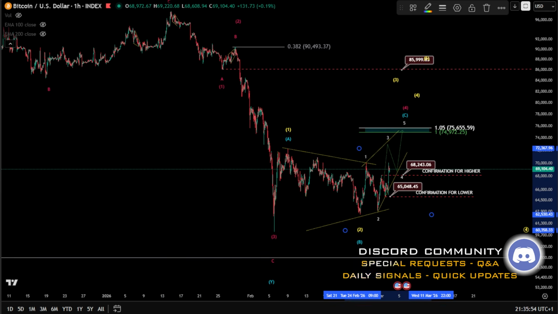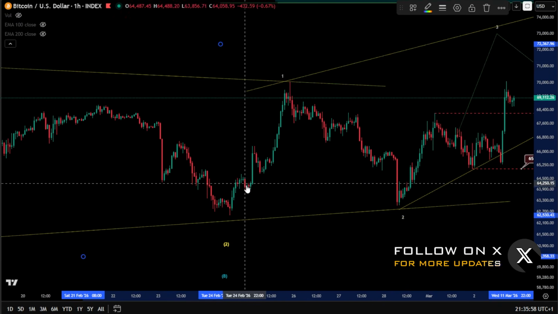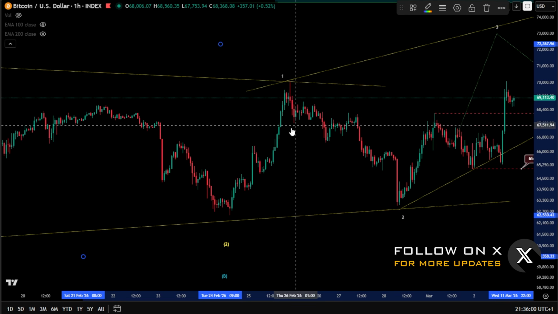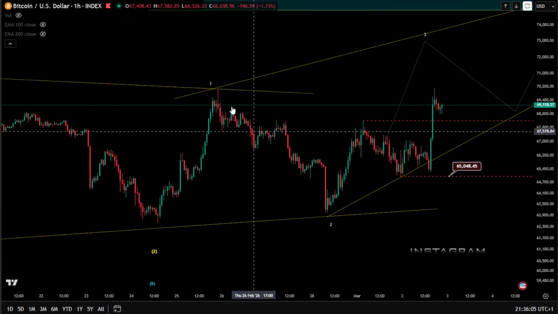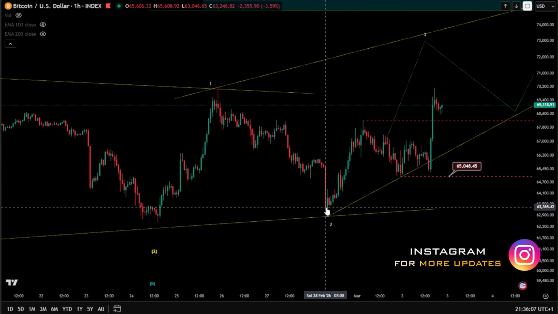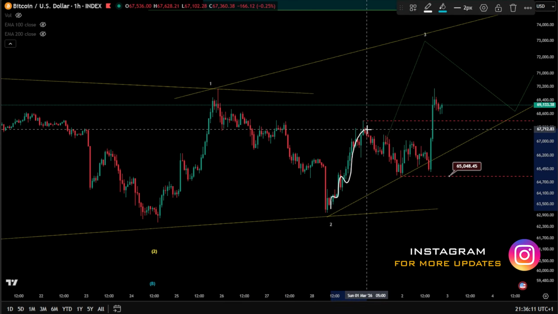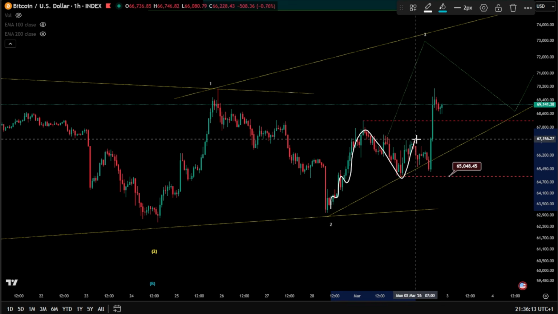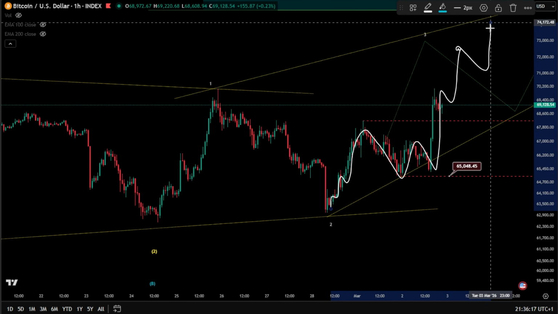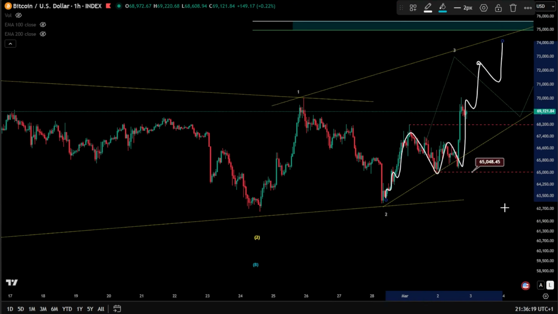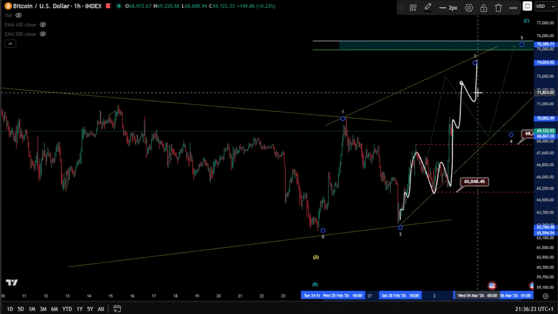Now, if we dive inside the structure here, exactly where we have 1, 2, 3, 4, and a 5, it is an impulse there. We got a correction after it in W, X, and a wave Y. And then we start to push again in another impulse here, which can be a 1, 2, and you might have a 1, 2, 3, 4, and a 5, potential wave 3, 4, and a 5 to finish a wave 3 again in a diagonal there. So we need a wave 3 in a diagonal.